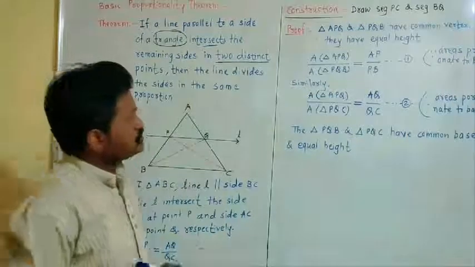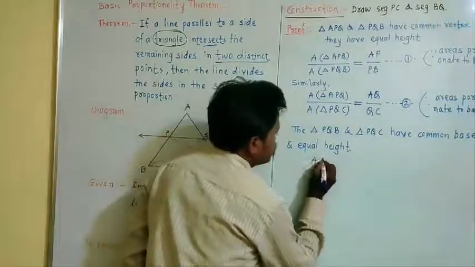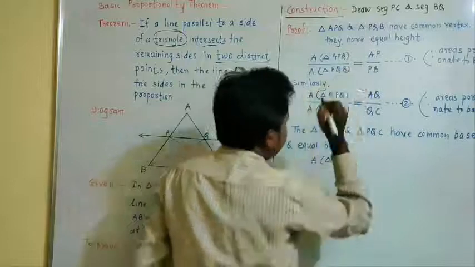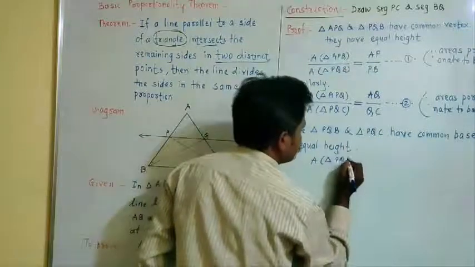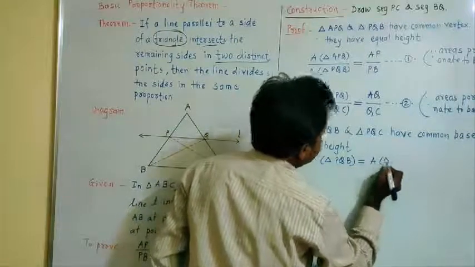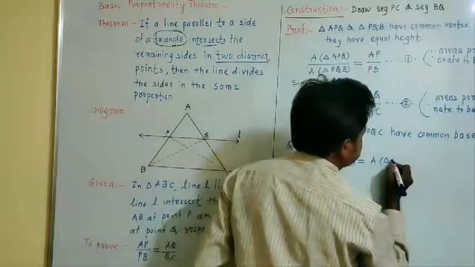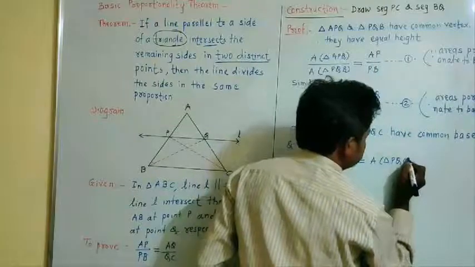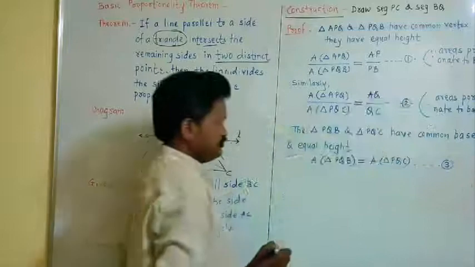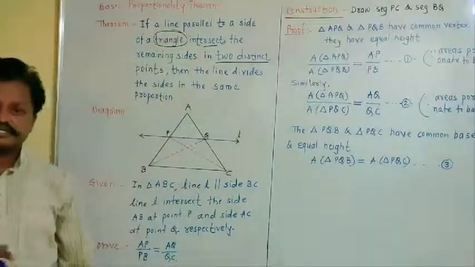Therefore, what we write here, sir? Area of triangle PQB is equal to area of triangle PQC. So that is our third statement.